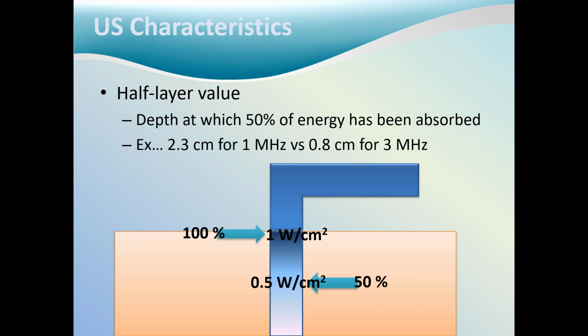The half-layer value is the depth where 50% of the ultrasound energy has been absorbed by the tissues. If ultrasound is applied at 1 watt per centimeter squared and loses 50% of its energy at a depth of 2.3 centimeters, the beam intensity is now at 0.5 watts per centimeter squared. At twice this depth, which would be 4.6 centimeters, the ultrasound intensity is reduced to 0.25 watts per centimeter squared.